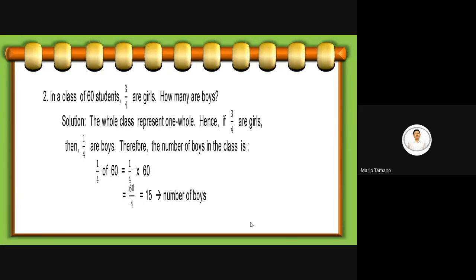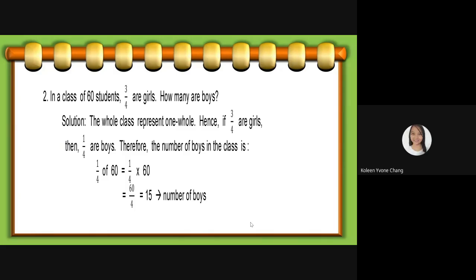Sinong babasa dyan? Enriquez, pakibasa nga. Rafael. Asan si Rafael? Nawala. Rafael, read. Number 2. Wala. Girls. Sige.